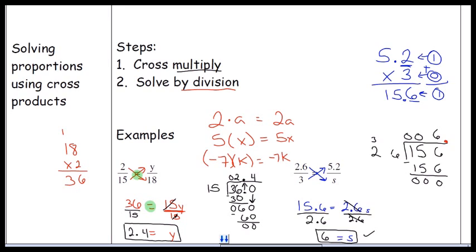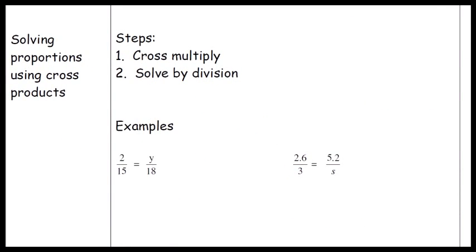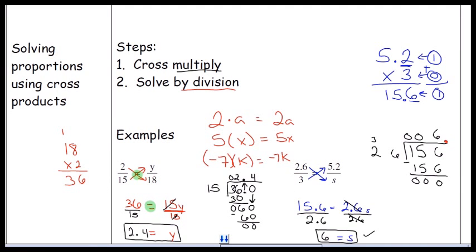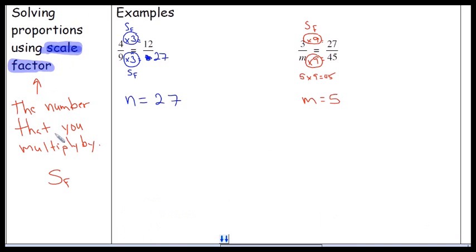Alright, well, that's it for proportions. That's all you have to do. Remember that there's two ways to solve proportions. The first way that we talked about is using the scale factor, that SF, the number that you multiply by to get to the other top number from the first top number, that 3, that 9, that's your scale factor. So if you know that there's a number you can multiply by to get to the next number on the top or the next number on the bottom, then you know you can use a scale factor. That's one way of solving a proportion.